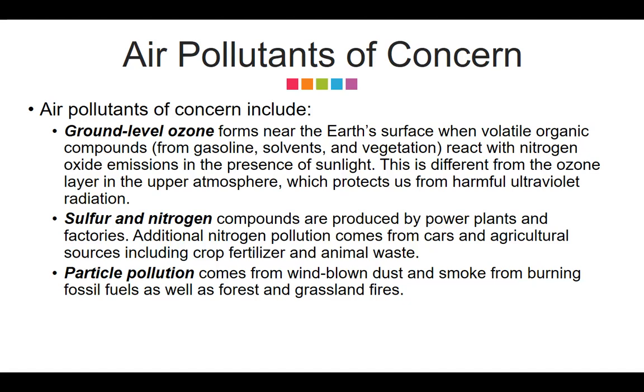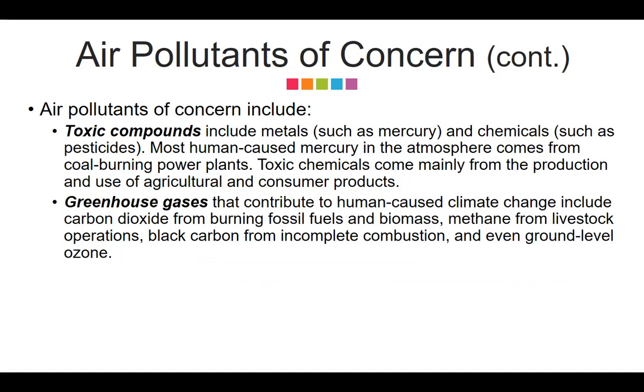Particle pollution comes from wind-blown dust and smoke from burning fossil fuels, as well as from forest and grassland fires, even ash and smoke coming from a volcanic eruption. Other ones include toxic compounds, including metal, mercury is a good example of this, and chemicals such as pesticides. Most human-caused mercury in the atmosphere comes from coal-burning power plants. Toxic chemicals come mainly from the production and use of agricultural and consumer products.